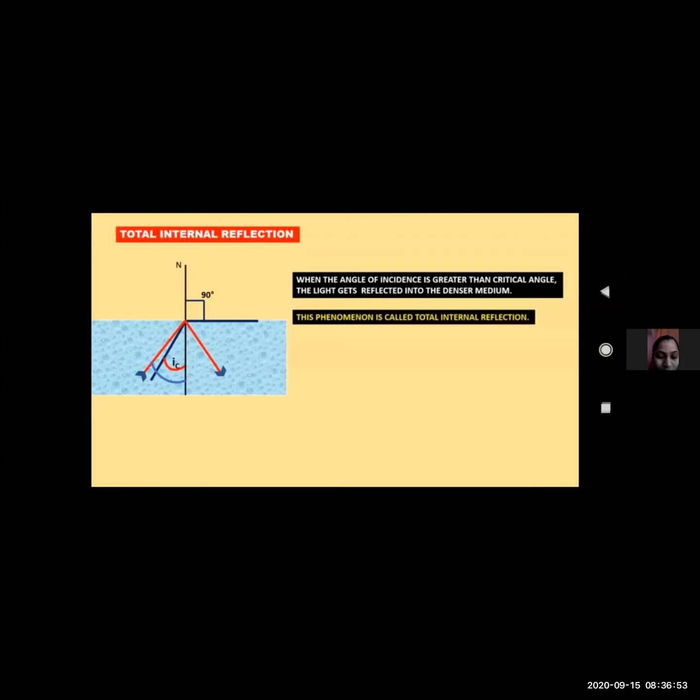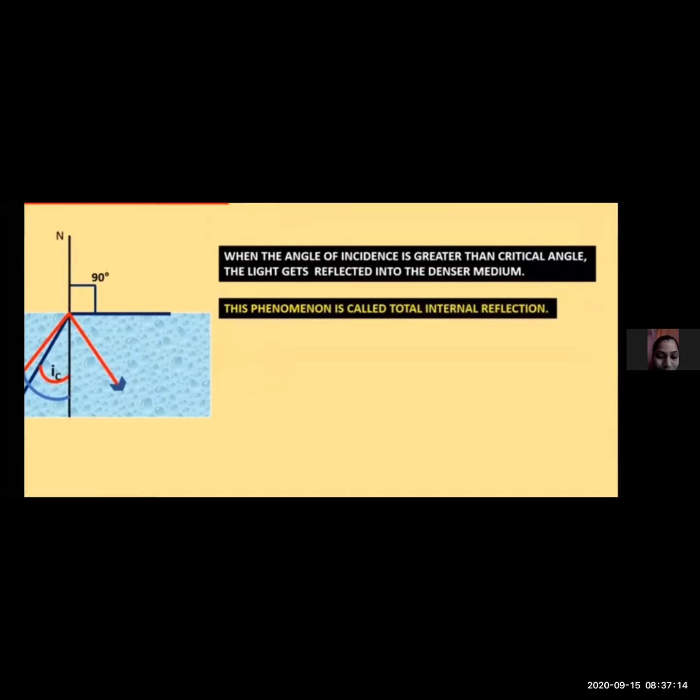Look at the right side top. When the angle of incidence, I, is greater than the critical angle, C, the light gets reflected into the same denser medium. This phenomenon is called total internal reflection. This is the definition for total internal reflection. When the angle of incidence is greater than the critical angle, the light gets reflected into the same denser medium. This phenomenon is called total internal reflection.